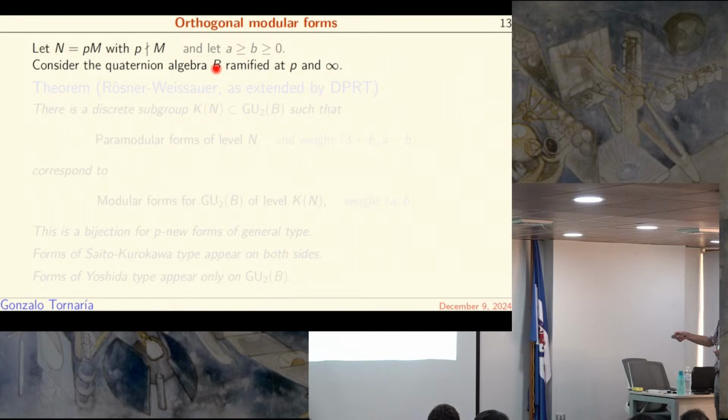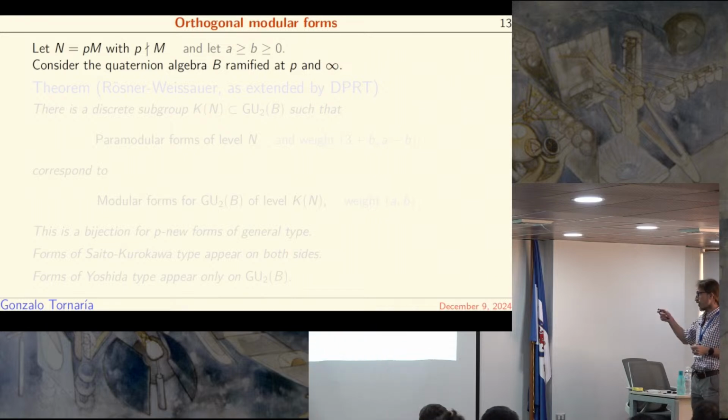We consider the quaternion algebra ramified at p and infinity, so that's why we need the prime to have exponent 1. For the ramified prime, we have some freedom. We could choose a different quaternion algebra, ramified at more primes, but we only did it so far for ramified primes of exponent 1.